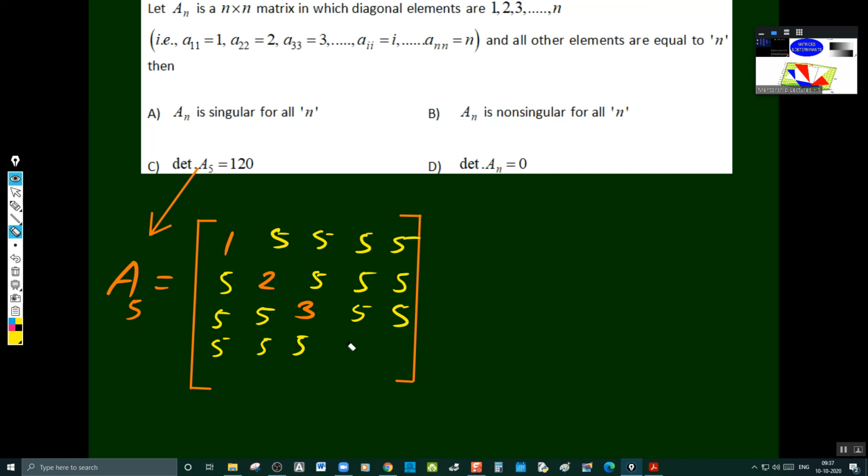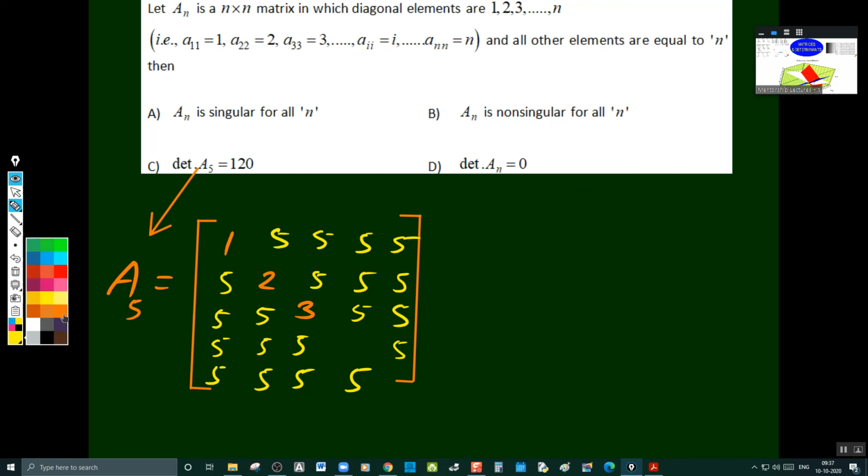Okay, so this is 5. This is 5, 5, 5, and 5. And this one is 4, 5. Like this, the matrix is declared. This is what the matrix gives. I hope you understand what I wrote there. Yes.